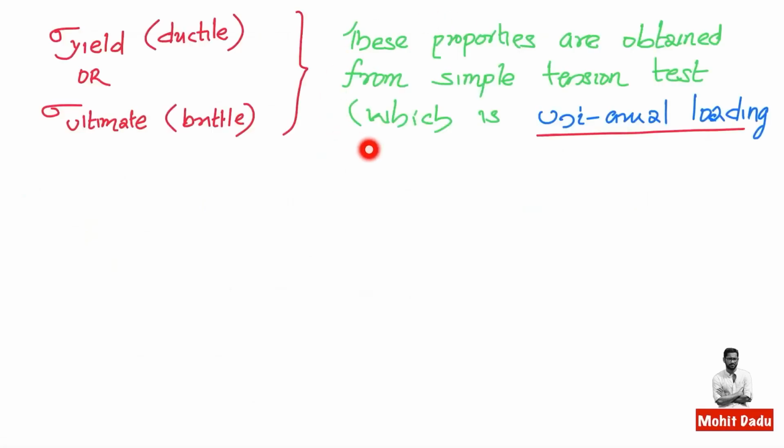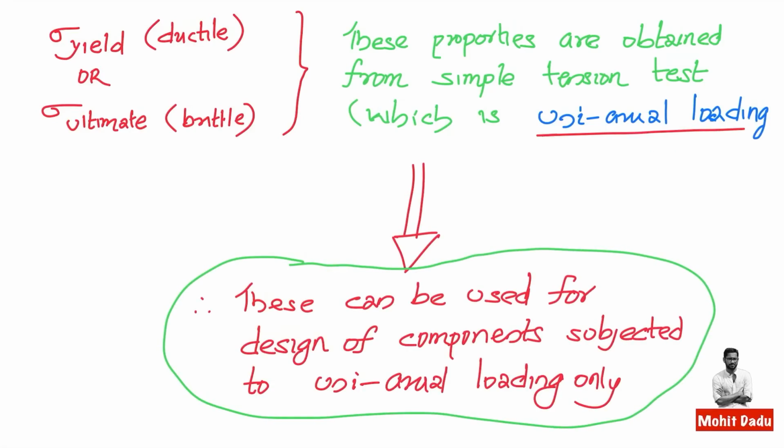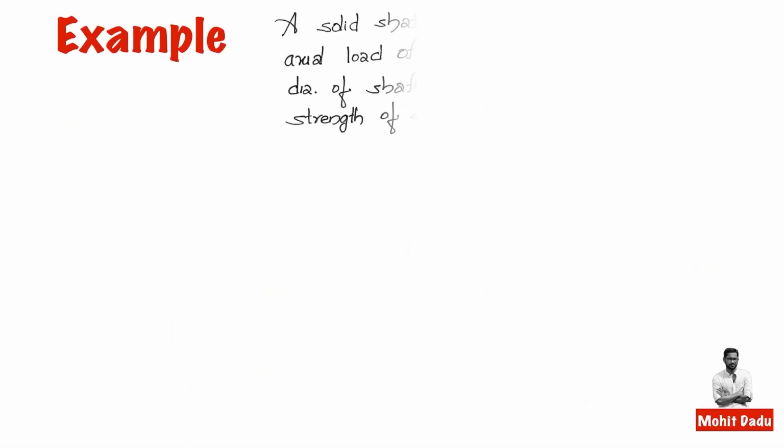So here these are the properties obtained from a simple tension test, which is uniaxial loading. So I can use these properties only for the design of components which are also subjected to similar loading. That means this criterion can be used only for components subjected to uniaxial loading. So I will be showing an example.